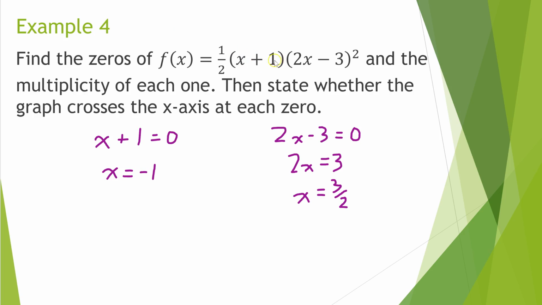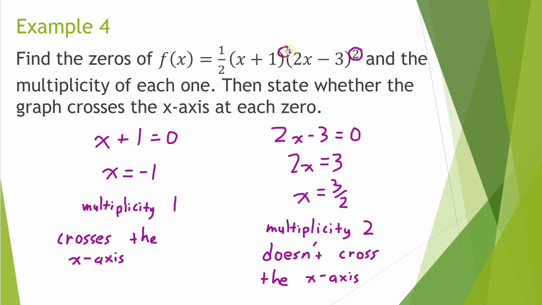So this is what I get by solving the two factors, x plus 1 and 2x minus 3. I now know that the graph touches the x-axis where x equals negative 1 and where x equals 3/2. So we have the zeros, but the next part we need to identify is the multiplicity of each one. Now the multiplicity is just based on the exponents of those factors. If they don't write an exponent, that means it's a multiplicity of 1. If you do see an exponent, then that is the multiplicity of that particular solution.